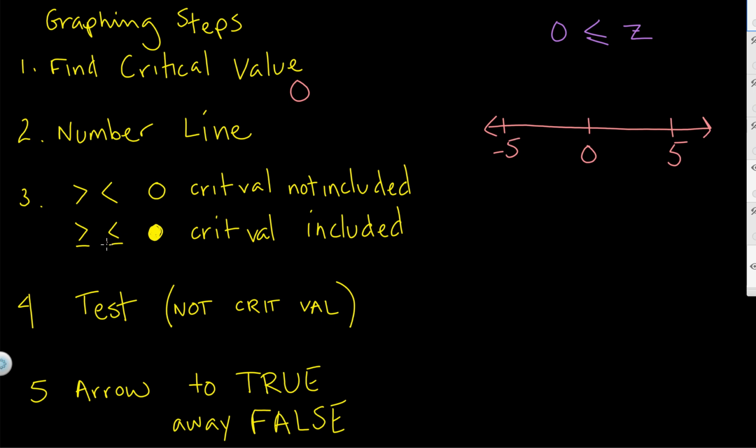Now I look at my symbol. I've got less than or equal to, which means that I'm going to use this solid dot.